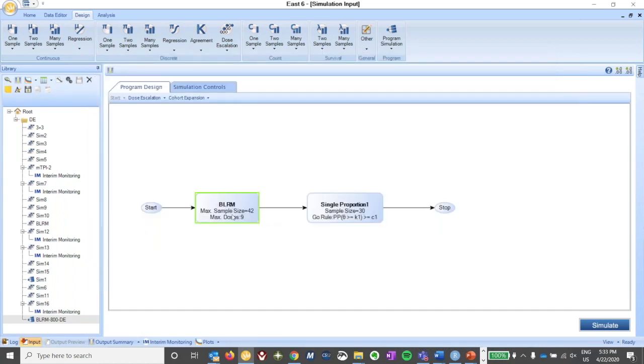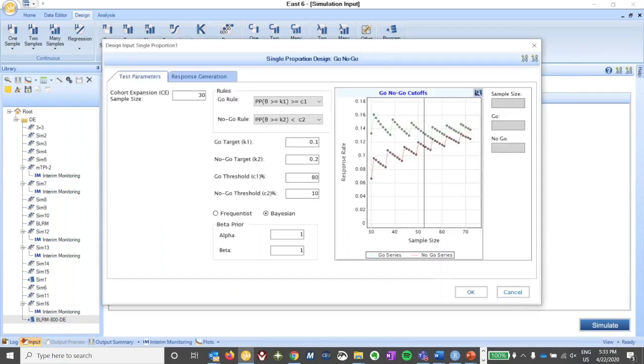And then following that, you can add the next study, which could be either a single mean go-no-go rule, a single proportion go-no-go rule, or a single survival go-no-go rule. So the one that we selected here, which I had on the slides, was a single proportion go-no-go rule. And you can see here we are considering a maximum sample size of 30. And we have our go target at 0.1, our no-go target at 0.2, the low reference value and the target value.